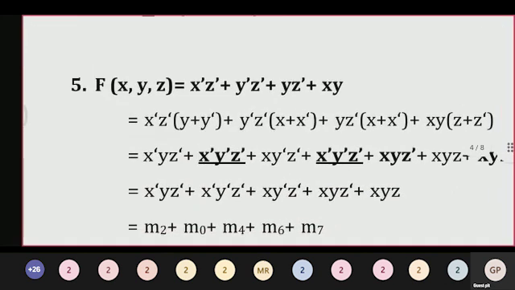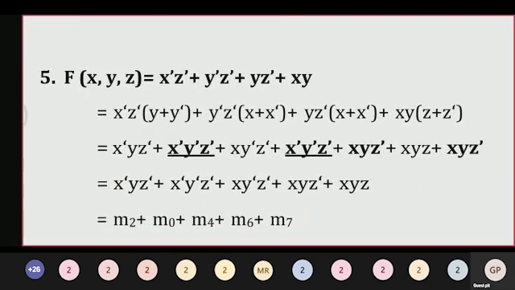Next one is f of x, y, z is equal to x bar z bar plus y bar z bar plus y z bar plus xy. Here also you are having 3 input variables and 4 product terms. In each product term, you are having only 2 variables, so one variable is missing in each term. You need to identify the missing variable and multiply the product term with its missing variable and its complement.